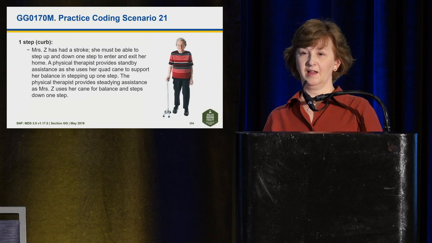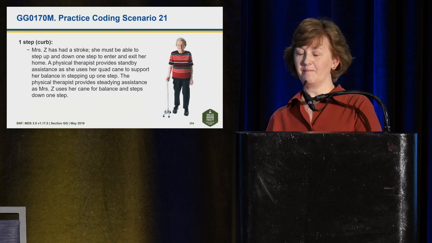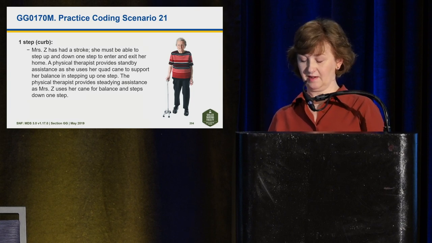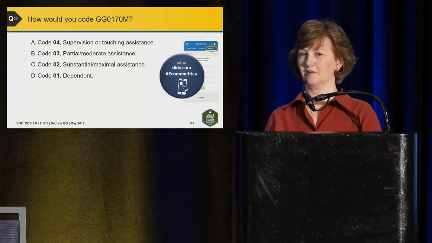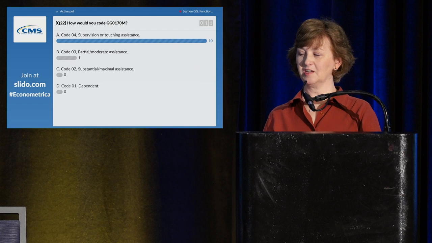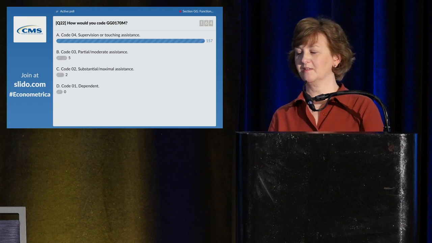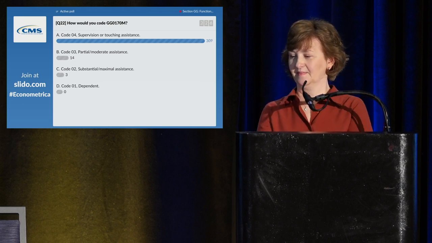So the assessment in this case includes Mrs. Z's ability to go up the one step. Standby assistance is being provided as she goes up the one step, and then going down, she requires steadying assistance. So as you think about Mrs. Z, how would you code her? So if you can pull up Slido, options to code her are 4, supervision or touching assistance, 3, partial moderate assistance, 2, substantial maximal assistance, and level 1, dependent.